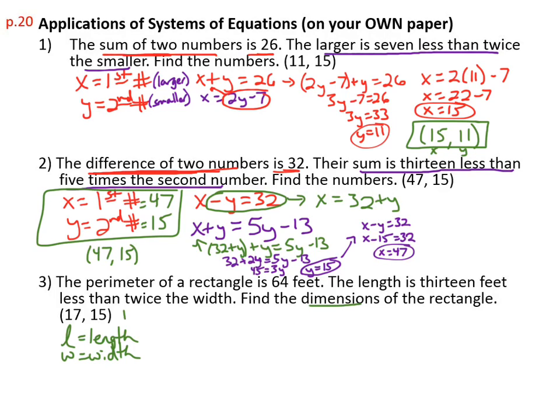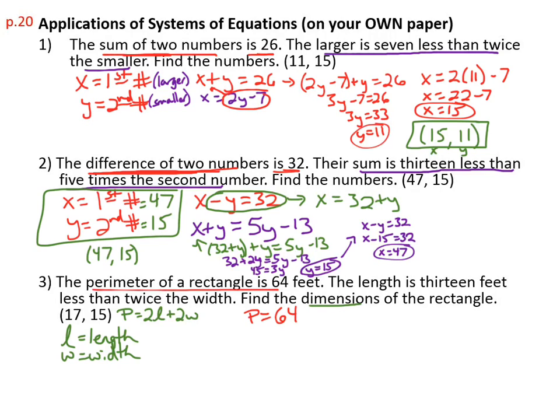And then we also want to keep in mind, since we're talking about perimeter of a rectangle, we can use perimeter equals 2L plus 2W, length and width. So 2 times the length plus 2 times the width. So if they're telling us that the perimeter is 64 feet, we can write that equation as P is 64. We know that.